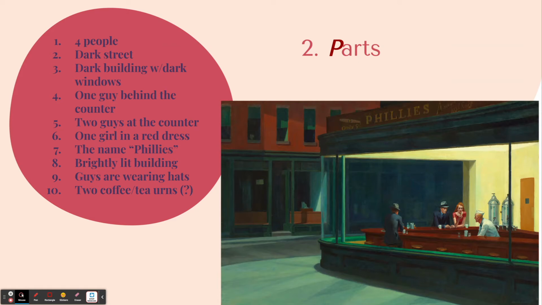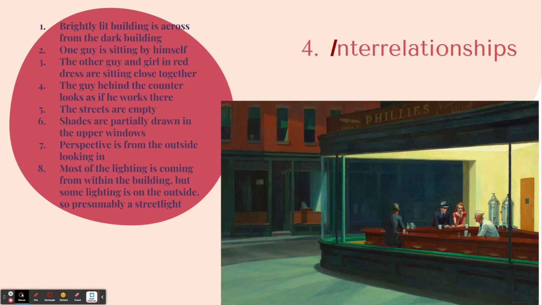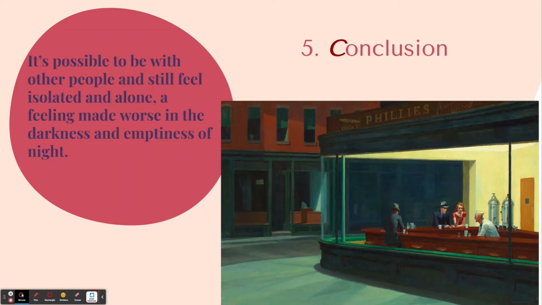When I listed the parts, I didn't make connections between them. I just simply listed what I saw. And then I made note of title and text. And now I started making note of the interrelationships. Here I could note that the title of it, Nighthawks, might be why it's painted at night, and that perhaps the name of the cafe is called Phillies. I could make note of that interrelationship as well.